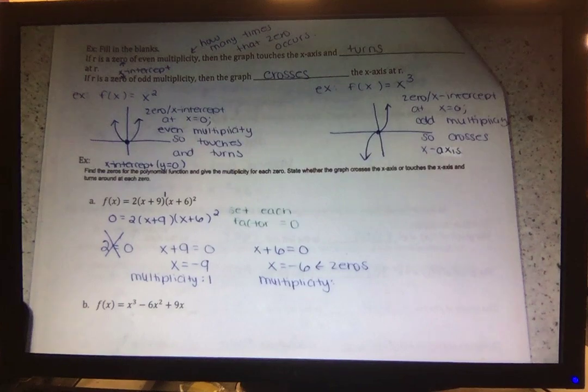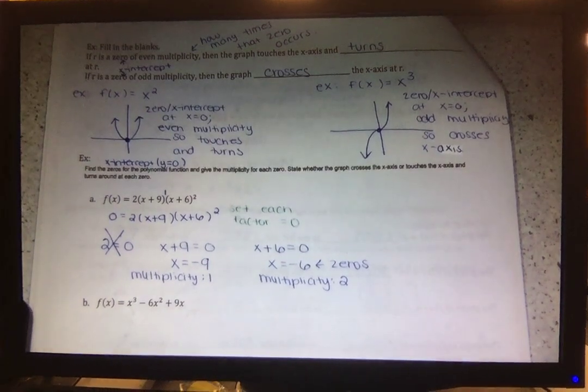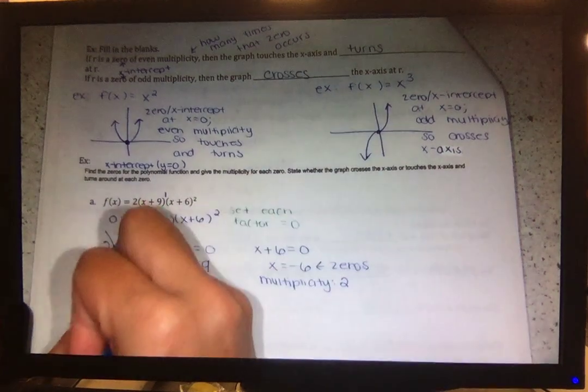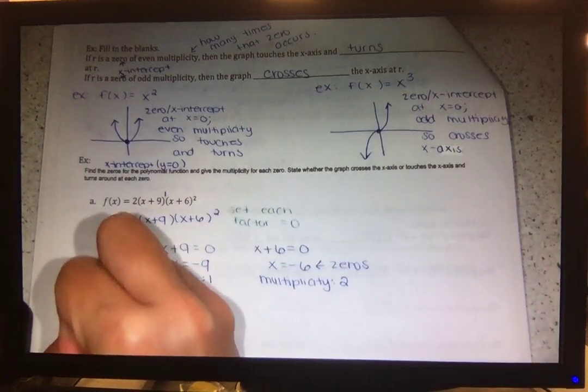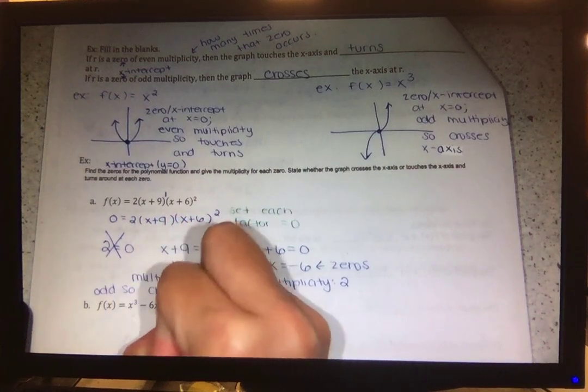All right, so x plus 6, how many times does that factor occur? 2. Good, so that multiplicity is 2. So looking at x equals -9, looking at that 0, we know the multiplicity is 1. 1's odd, so is it going to cross or is it going to touch and turn at that point? Cross, good. Odd, so crosses the x-axis.